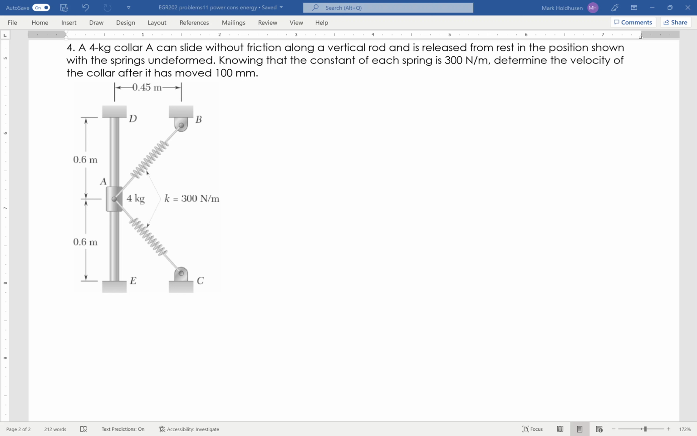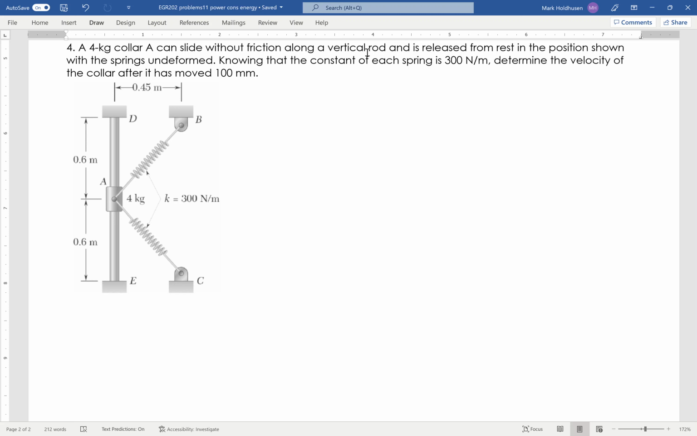Okay, so I've got a collar, frictionless on a rod there. It's released from rest at the point shown, where everything is undeformed in the springs. I've got a spring constant, and I want to find the velocity after this thing moves down 100 millimeters, or 0.1 meters.